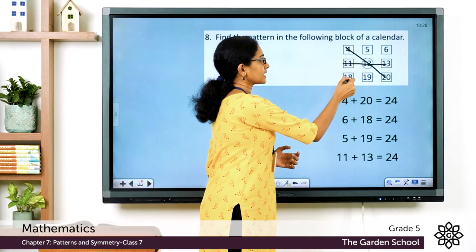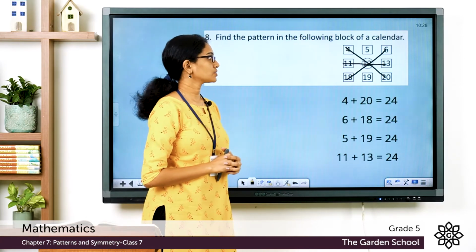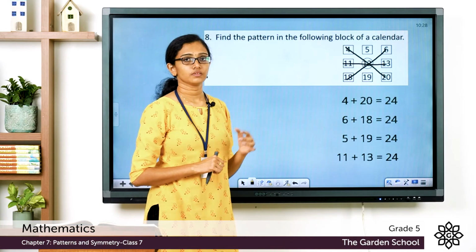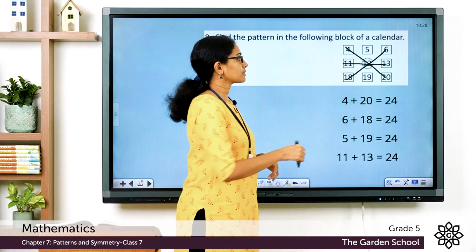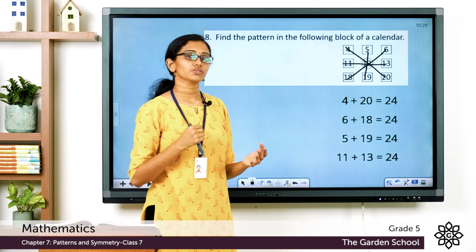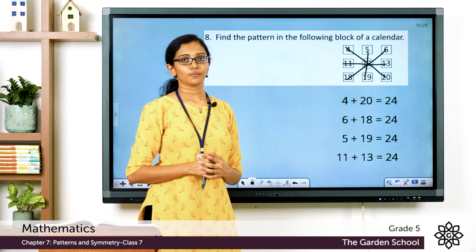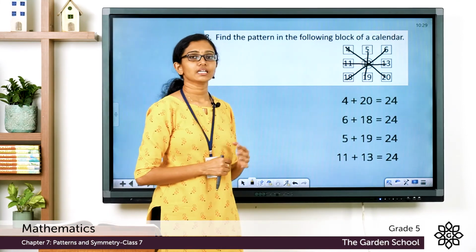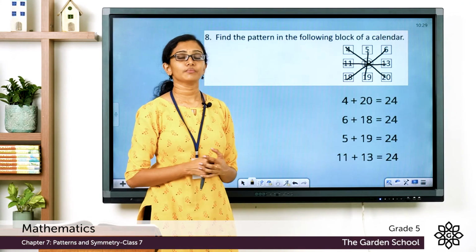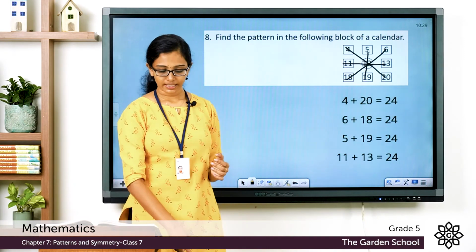And the next number 18 and the diagonally opposite number is 6. 18 plus 6 is also 24. 12, the half of 24, is in the middle. Now the next number 19 and the opposite number is 5. 19 plus 5 is also 24. And in the middle you have 12, which is the half of 24. So we can see a pattern there. You can observe different patterns in the numbers written on a calendar. Now let's move on to the next question.